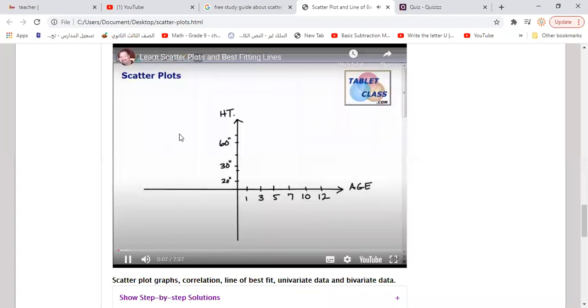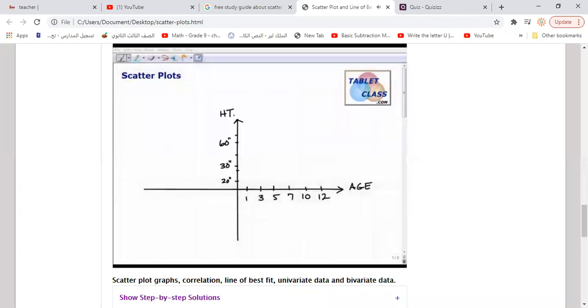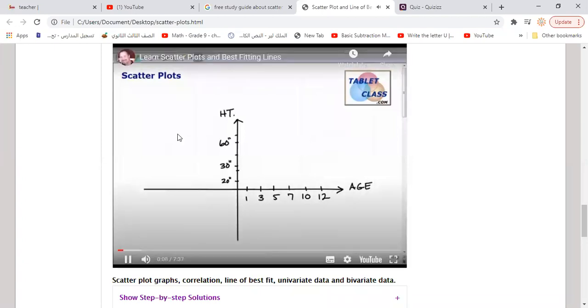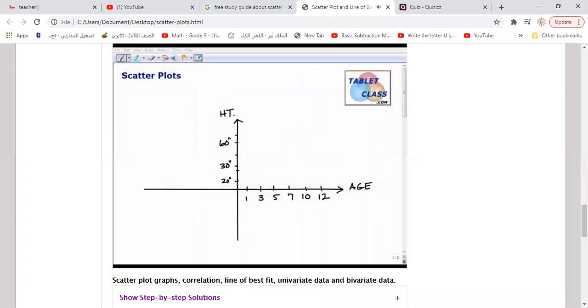This is John Zimmerman with tabletclass.com, here to give you a little bit of information or guidance, if you will, on scatter plots. Okay, so generally taught, let's say 6th grade, 7th, 8th grade, around there. You may also know this as the best fitting line. Okay, so best fitting line, scatter plot, this is what I'm talking about.